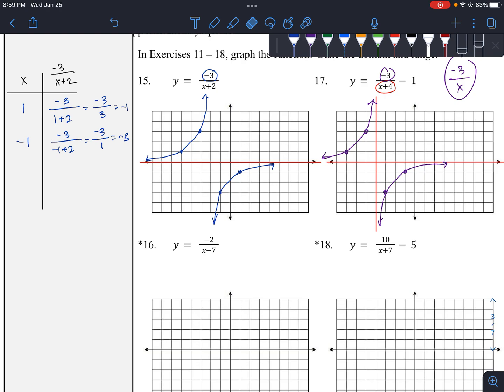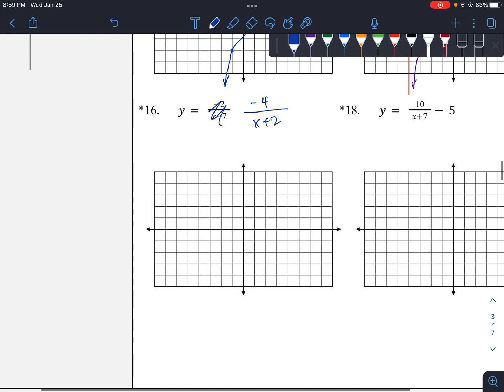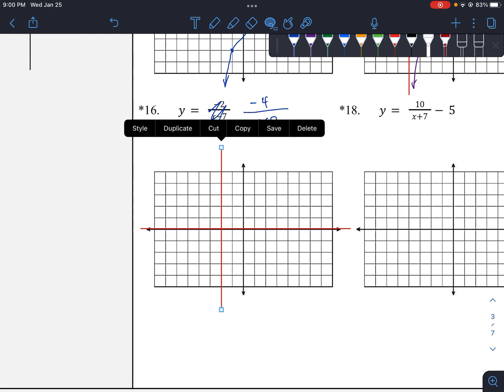Let's try one more, or maybe even 2 more. But instead of this, we're going to say, let's try negative 4 over x plus 2. So first start by drawing my asymptotes. Okay, and I have a shift that's going to be to the left 2. So I'm going to take this and move it left 2 like that.